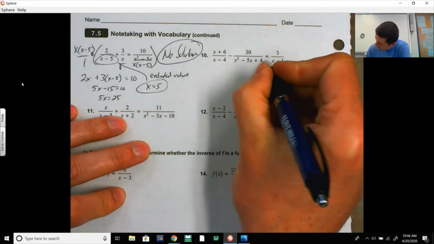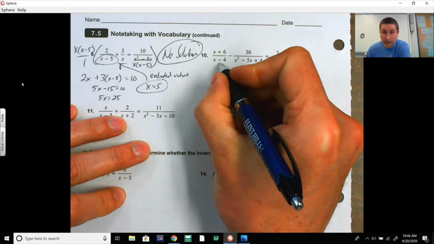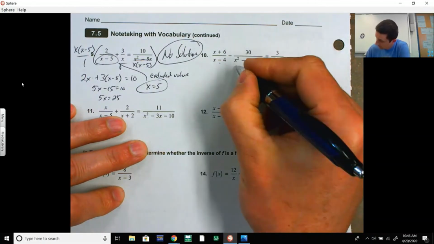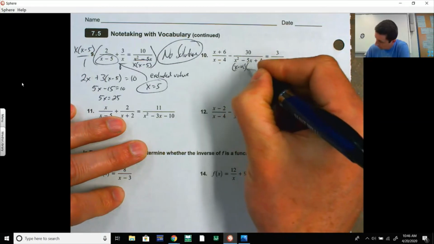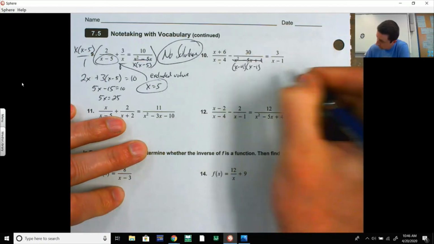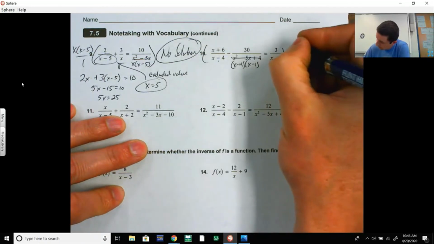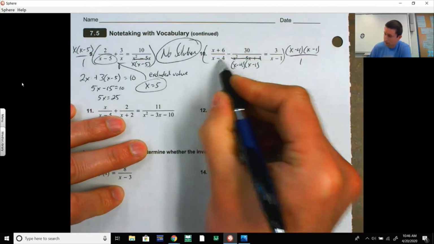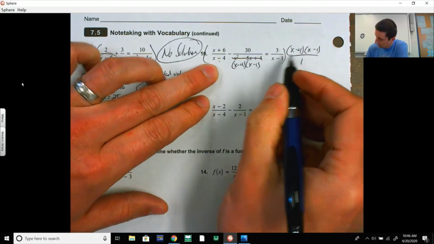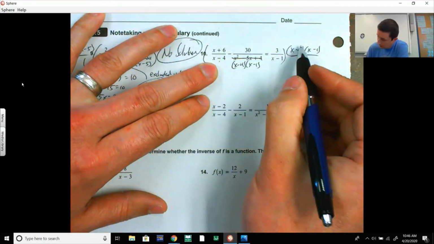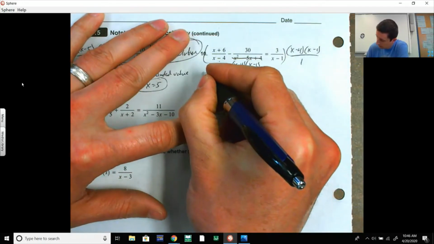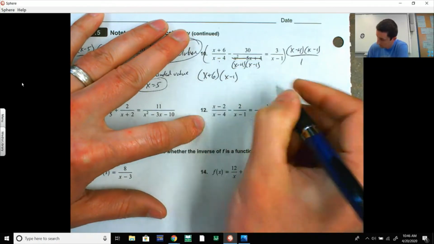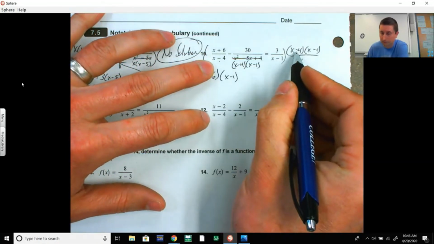Okay, factor this bottom one. I'm going to guess it's going to be x minus 4 and x minus 1. And what multiplies to positive 4 adds to negative 5. That would be x minus 4 and x minus 1, the two numbers we have there. So that's going to be our common denominator, x minus 4 times x minus 1, times each of these three parts. So when I take it times this first one, the x minus 4's will cancel off, leaving me with x plus 6 times x minus 1. Okay, the x minus 4's are gone.